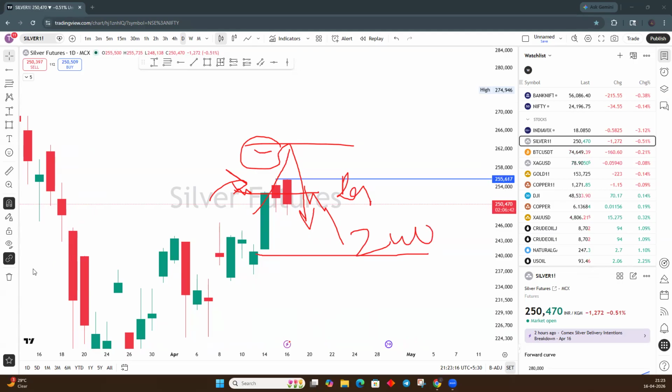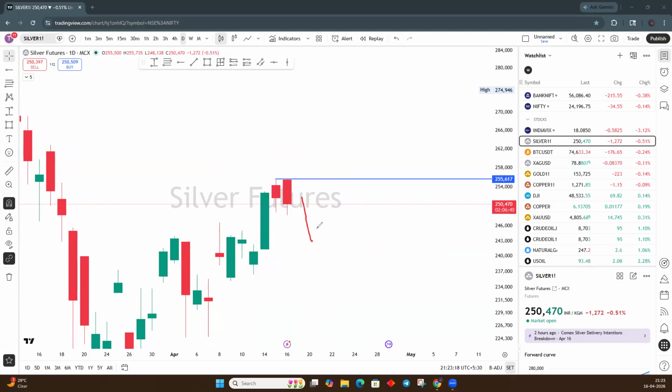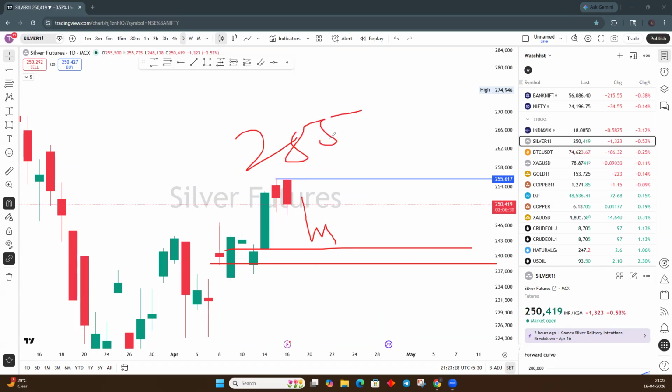So this is a good area for entry. If we are getting an entry near these levels, we should take the entry for this silver. The current level is 2,55,000, means 2,50,000 to 55,000. So this is like a psychological number, and that's why this psychological number is currently making the silver a resistance.